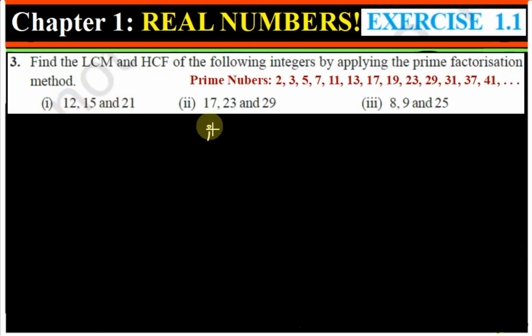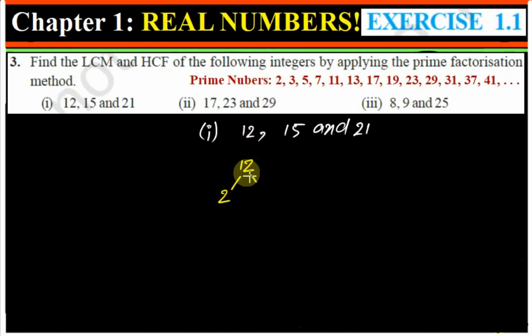So let's see. The first part is 12, 15 and 21. We have to write these 3 numbers in the form of prime factors. We'll use a factor tree to find the prime factors of all these 3 numbers. So let's do it. First we have 12 here. The prime numbers are 2, 3, 5, 7, 11 and so on. So we'll choose the first prime number and divide this 12.